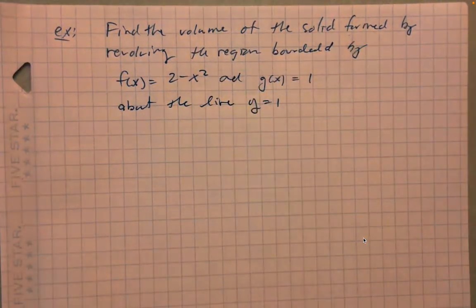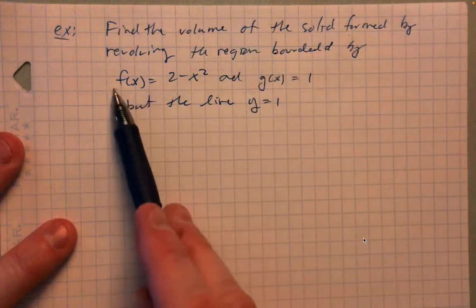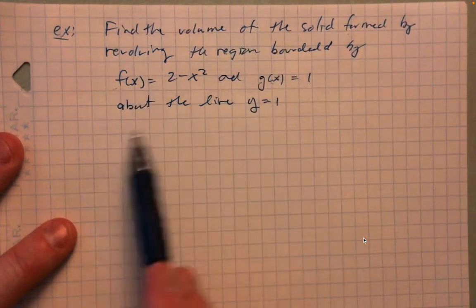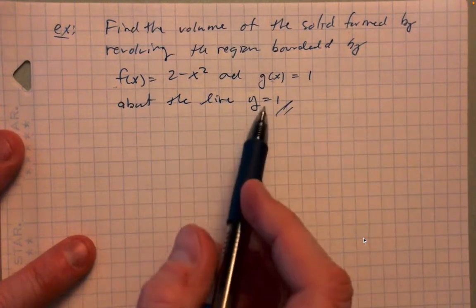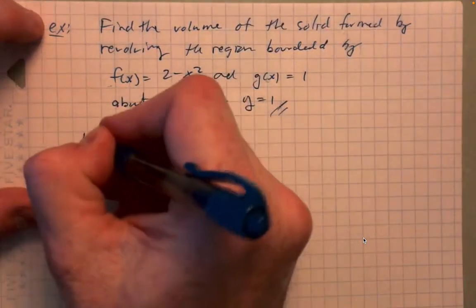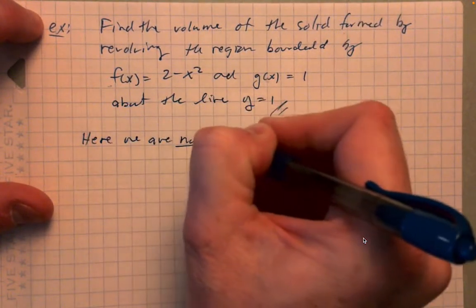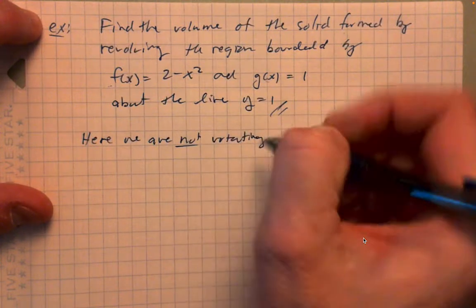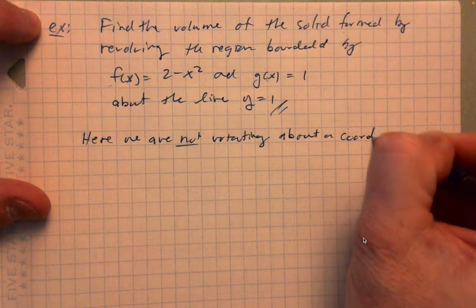Okay, so here notice that we're to find the volume of the solid formed by revolving the region bounded by f and g, these two functions, and revolving it about the line y equals 1. So notice we're not revolving around a coordinate axis here. Okay, so here we are not rotating about a coordinate axis.